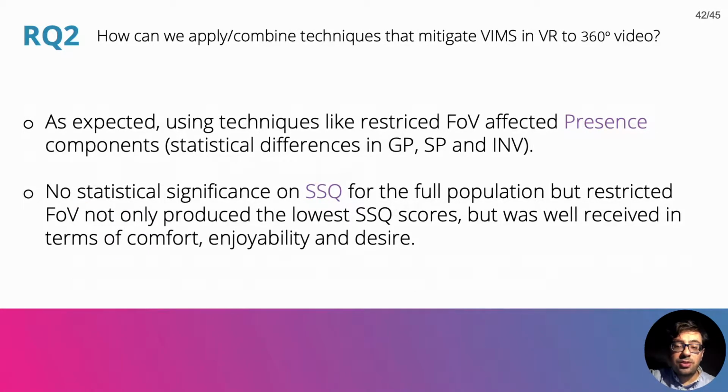Finally, our second research question: how we can apply or combine techniques that mitigate VIMS in VR to 360 video. As expected, using techniques that introduce non-realistic elements are bound to affect presence components. In our case, the more noticeable technique, restricted field of view, affected general presence, spatial presence, and involvement. No statistical significance on the simulator sickness questionnaire for the full population was found, but the restricted field of view not only produced the lowest simulator sickness questionnaire scores, but was well received in terms of comfort, enjoyability, and desire.